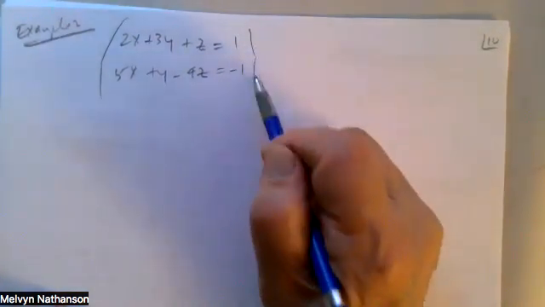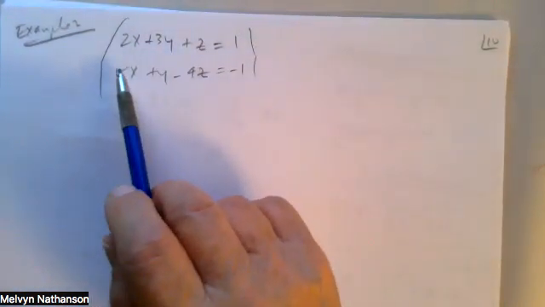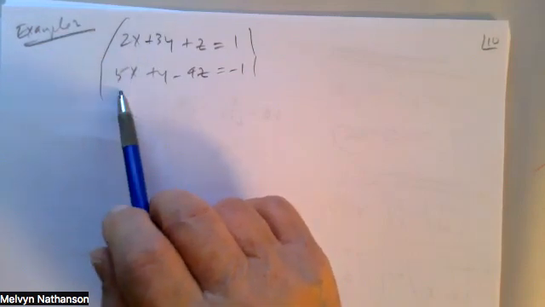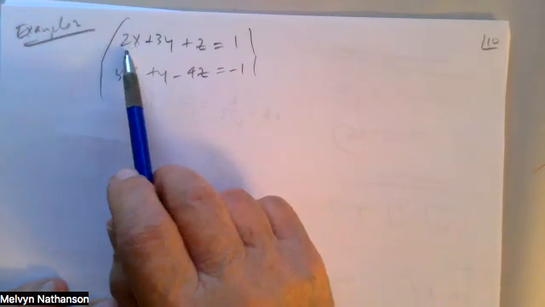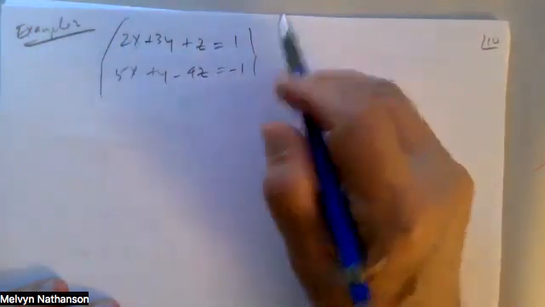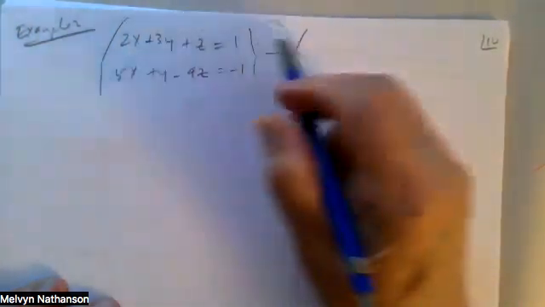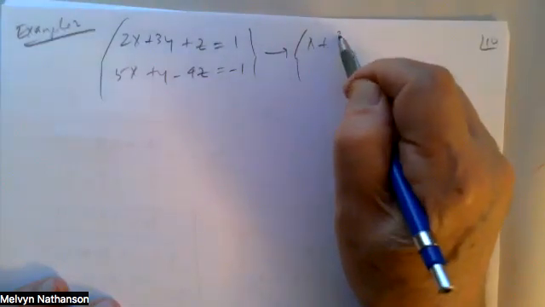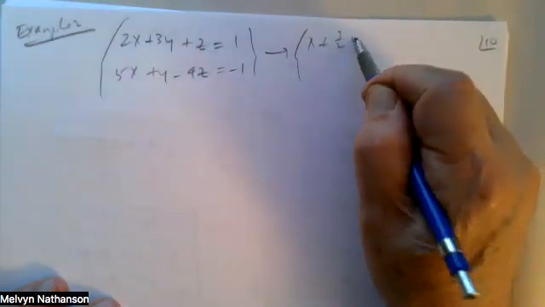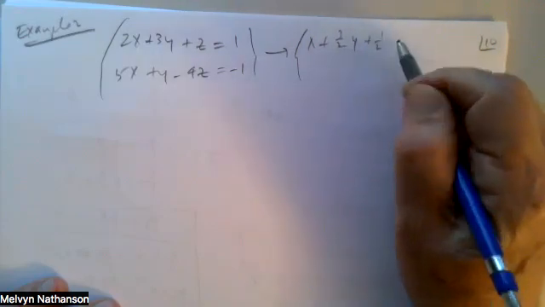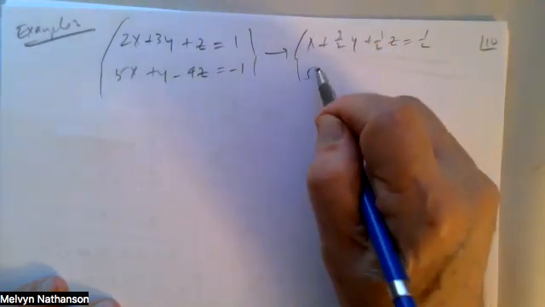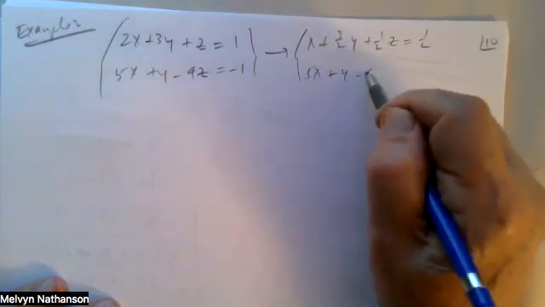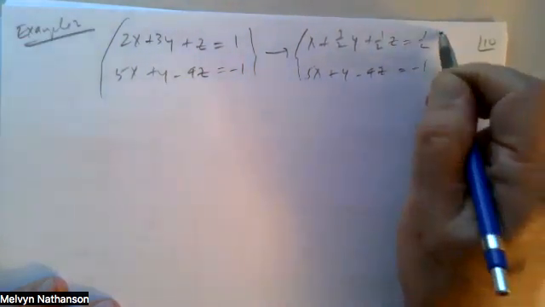So what do we do? Well, the first thing we want to do, so the non-zero variables in both equations are x. In the first equation, I want the coefficient of x to be 1, so I divide this equation by 2. I get x plus 3 halves y plus 1 half z equals a half. And the second equation is 5x plus y minus 4z equals minus 1.